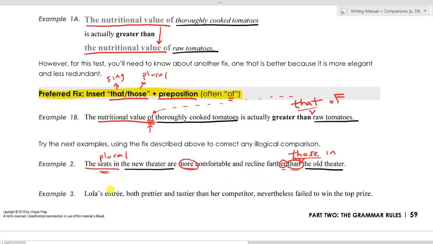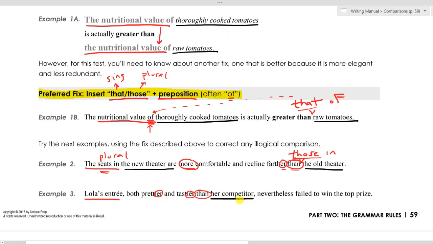That is example 2. Example 3, we have, Lola's entree, both prettier and tastier than her competitor, nevertheless failed to win the top prize. So here we have our tip-off clues, ER words, and than. Those words indicate that we have a comparison being made. Now, what things are being compared here? We have Lola's entree being compared to her competitor.